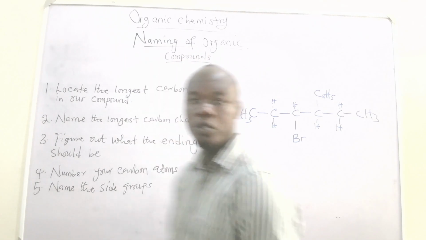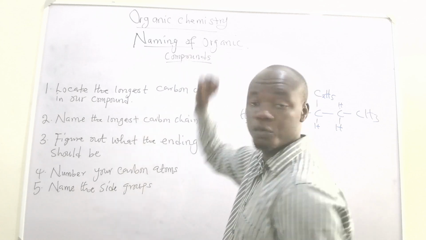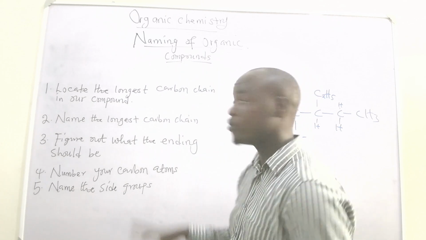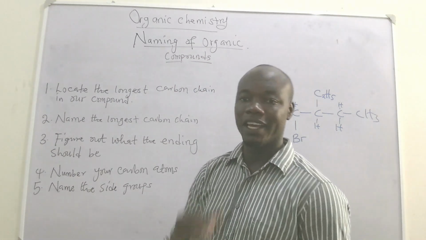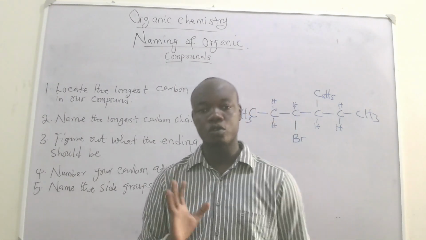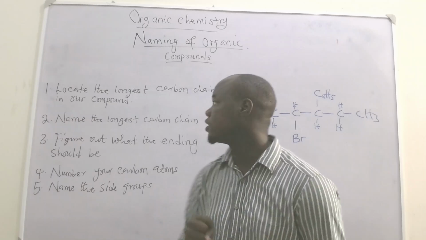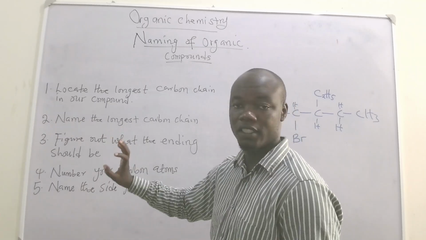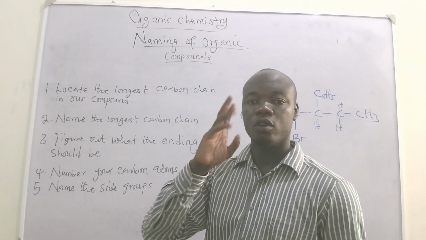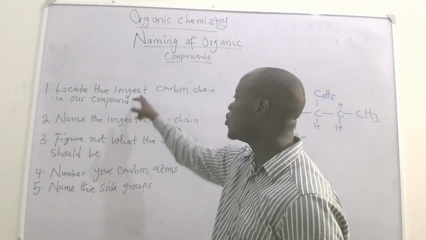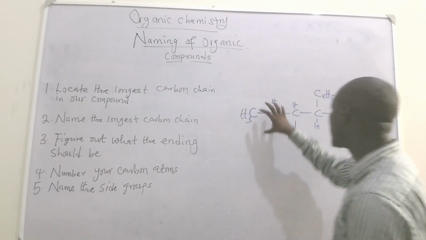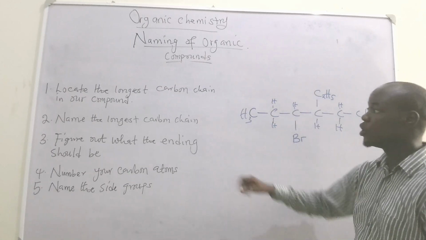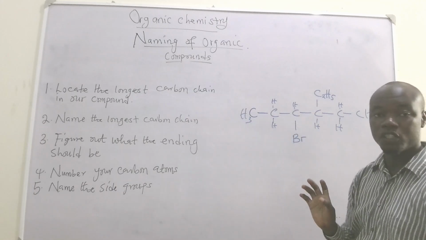Ladies and gentlemen, today in this video, we are going to look at the naming of organic compounds. When naming organic compounds, there are a set of rules that we need to follow. The first rule is to locate the longest carbon chain in our compound. So let's look at this compound. How are we going to locate the longest carbon chain?